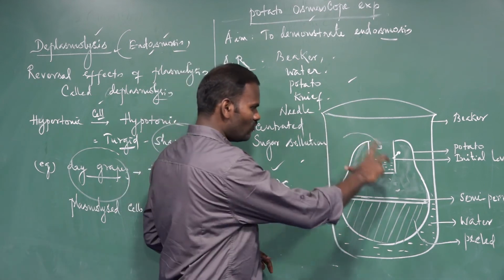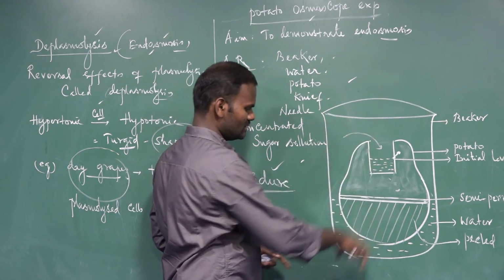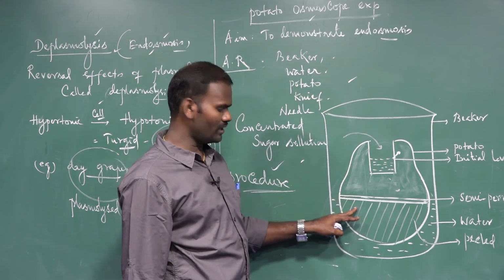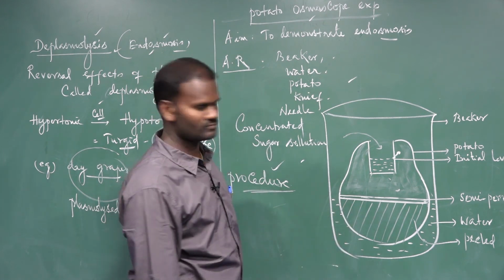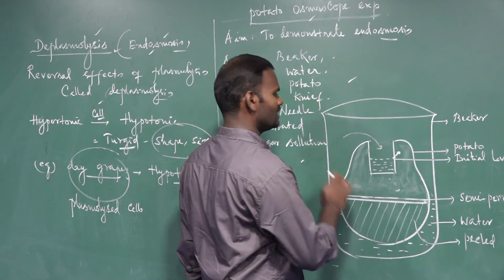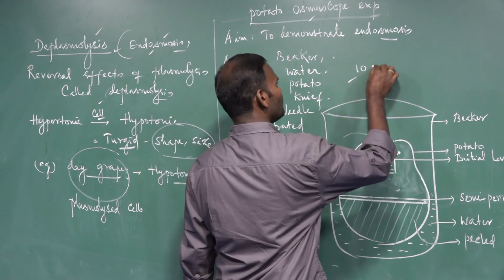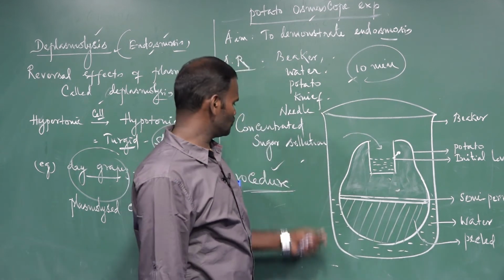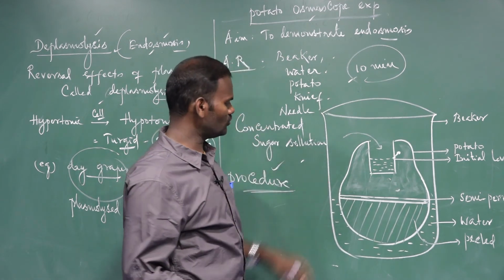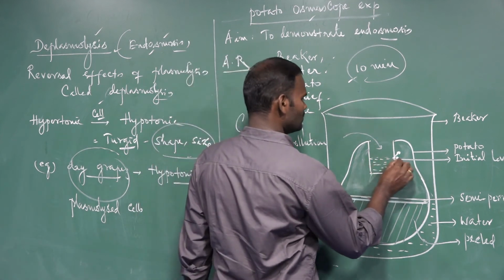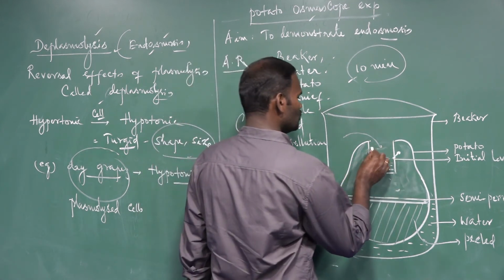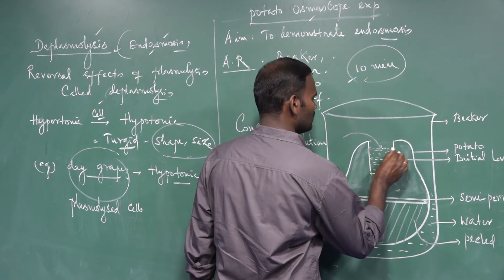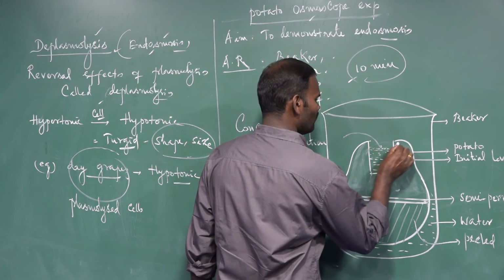Now this whole setup is kept in a beaker containing water, with the peeled potato placed under the water. The setup is kept in an undisturbed place for 10 minutes. After 10 minutes, what we can observe is that the level of the concentrated sugar solution rises up in the hollow cavity. So this is the final stage.